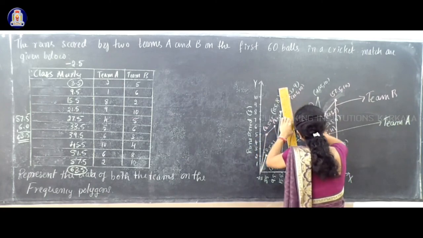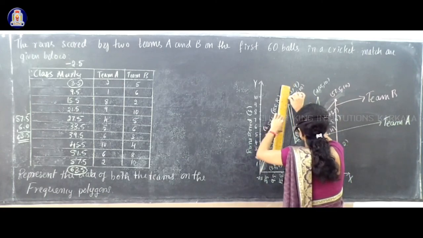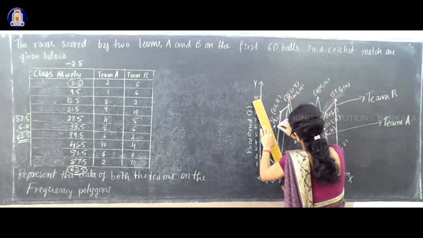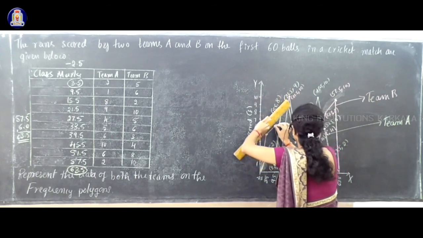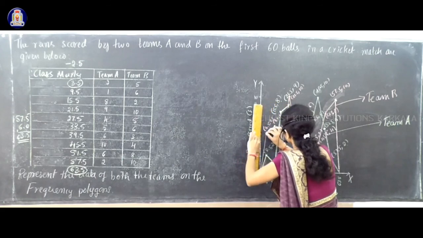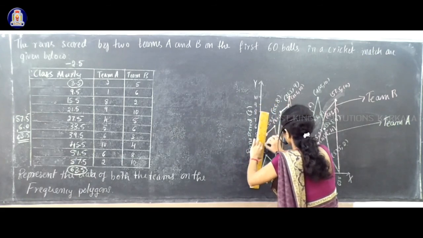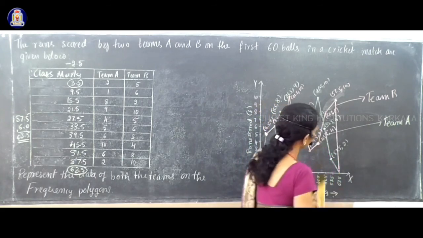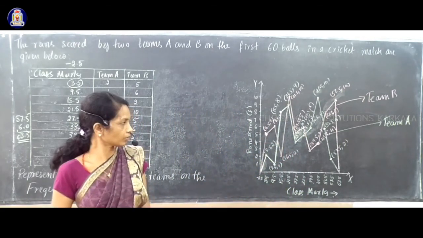So using these frequency polygons of two different sets of the same nature, you can compare two sets of data. Easily you can compare team A and team B using frequency polygons.